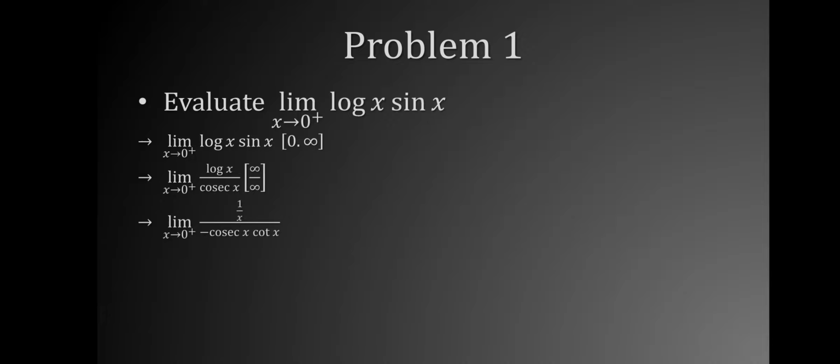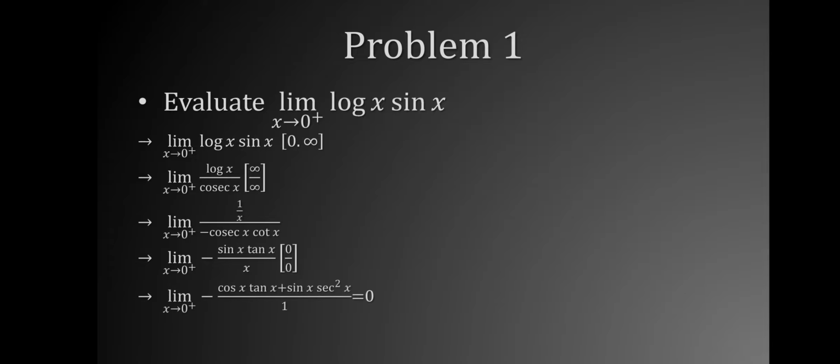This is what the derivative looks like. Now after this I need to do some reconstruction, or some modification, to this function. So I can write it like this: cosec x goes up, it becomes sin x; cot x goes up, it becomes tan x; and 1 by x goes to the denominator, becoming x. So now once again let me apply L'Hopital's rule. Let me do the derivative, and this is what it becomes.